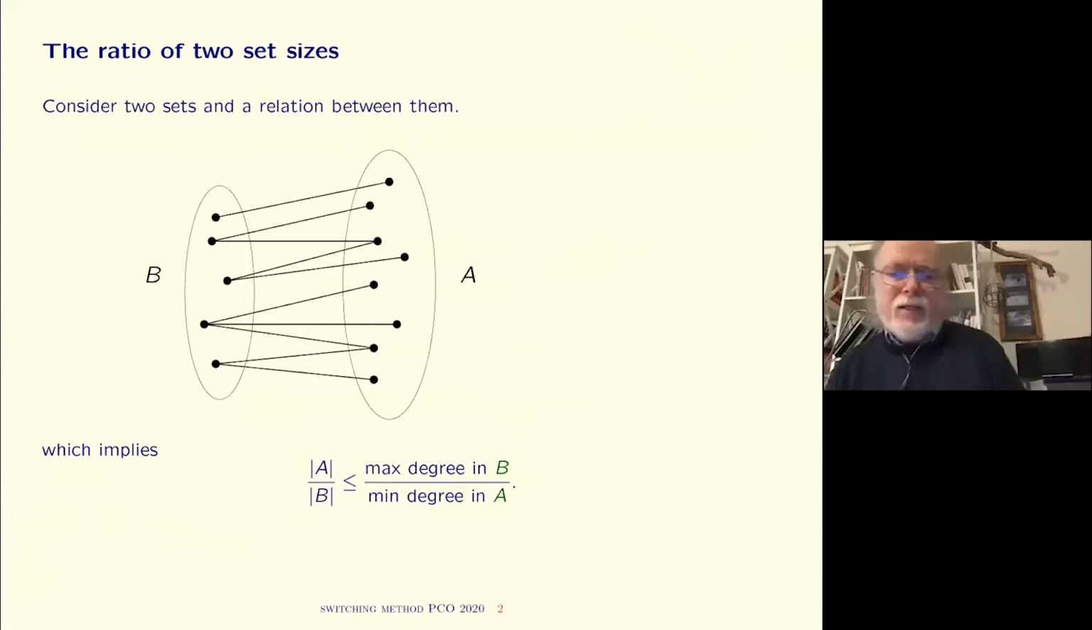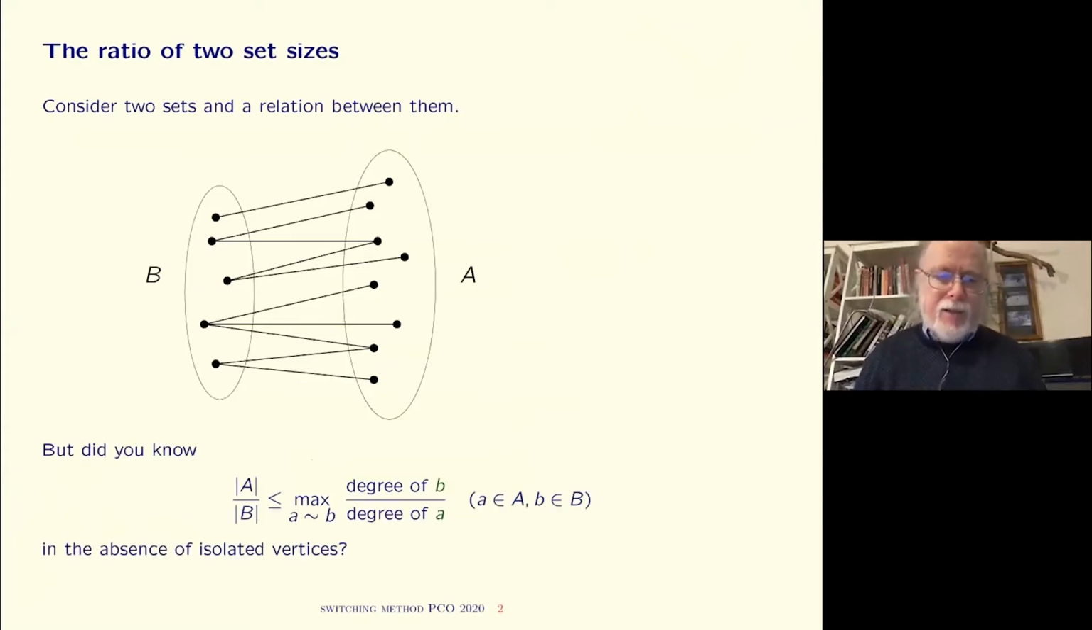You know the ratio of |A| divided by |B| is less than or equal to the maximum degree in B divided by the minimum degree in A. I'd say that even your weakest students know that, except that's probably not true. But anyway, do you know this one? The size of A divided by the size of B is the maximum over edges of the degree of the B end divided by the degree of the A end.